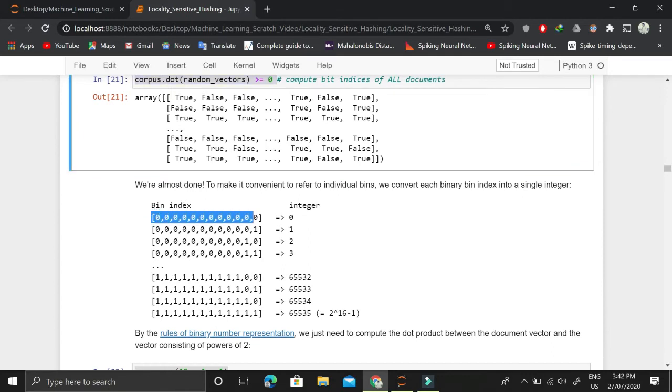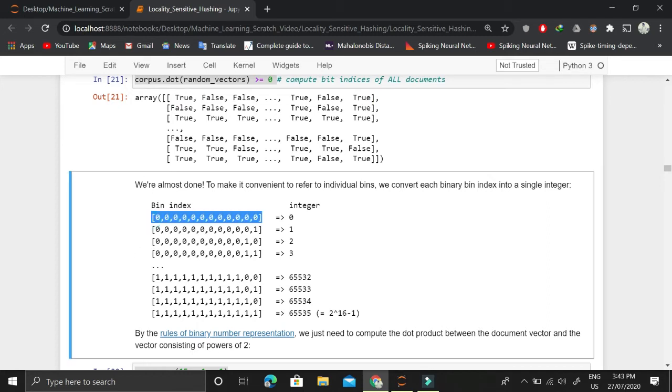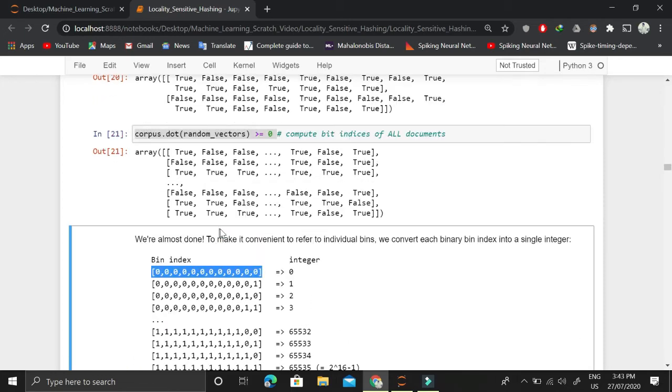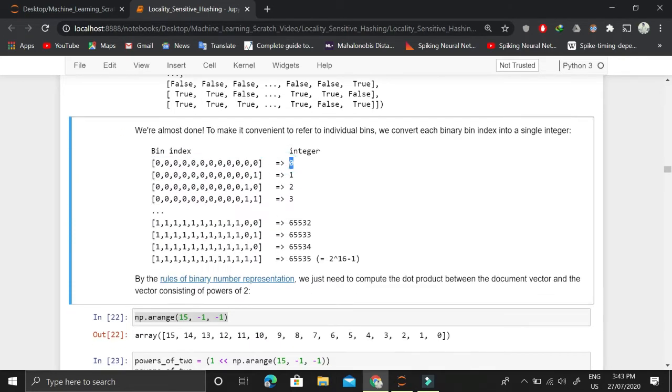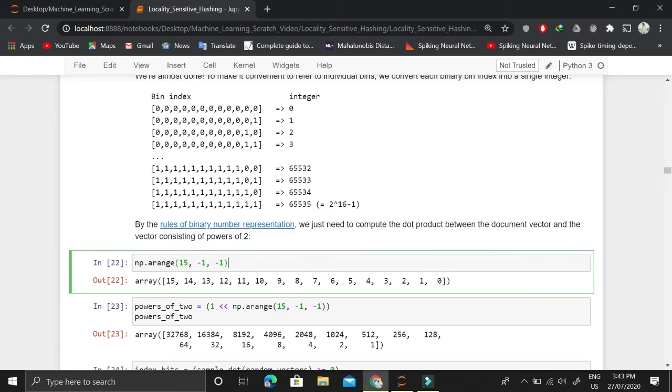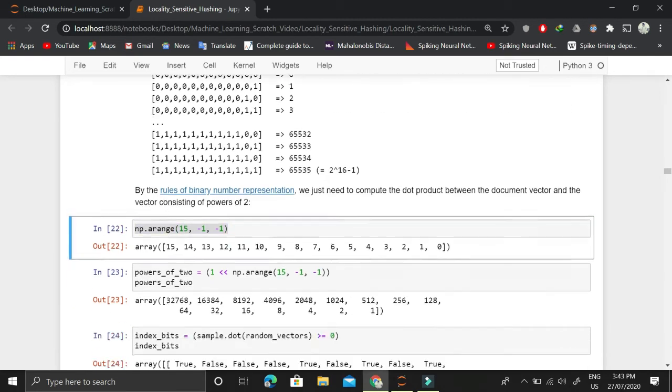This is like binary numbers. So true means 1, false means 0. There are 16 numbers, and these 16 numbers are kind of the binary index of each bin. So now we have to convert this binary index into an integer. And how do we do it? It's very simple, as we learned in our CS 101 class, by the rule of binary number representation.